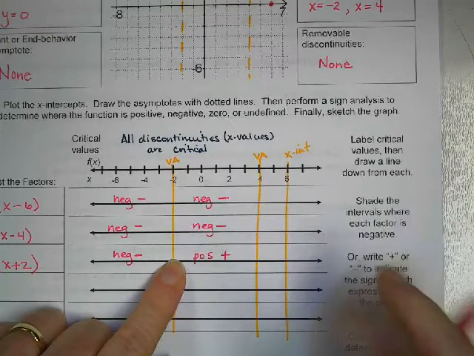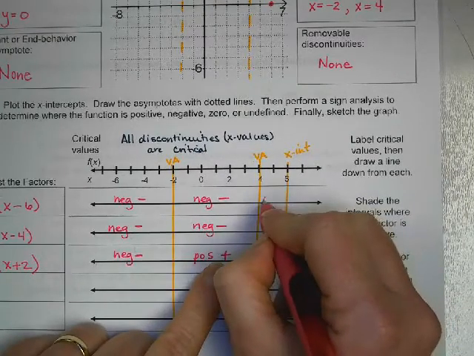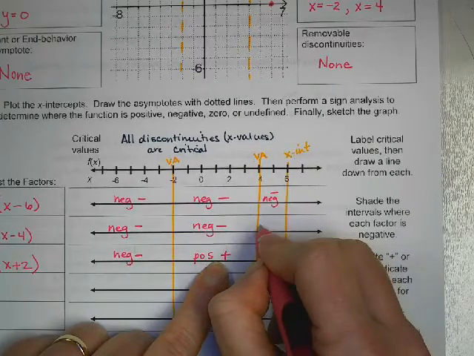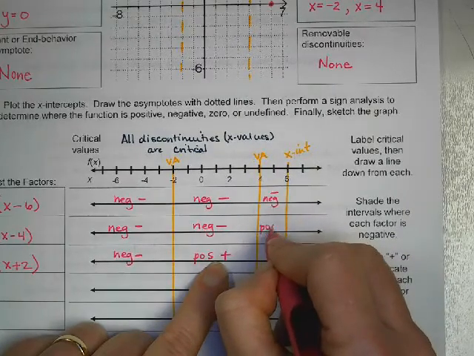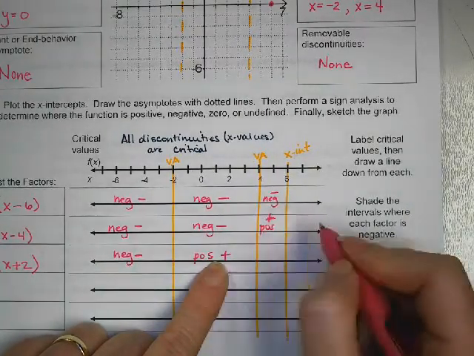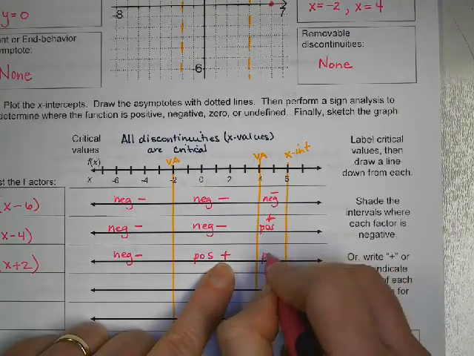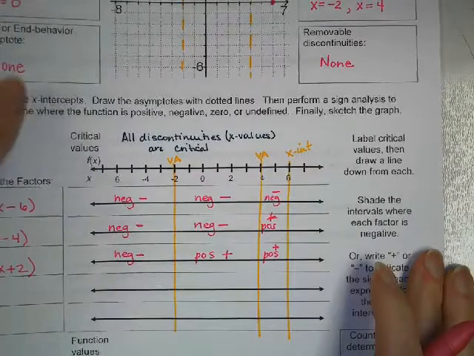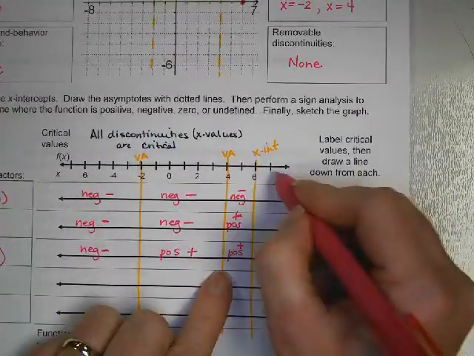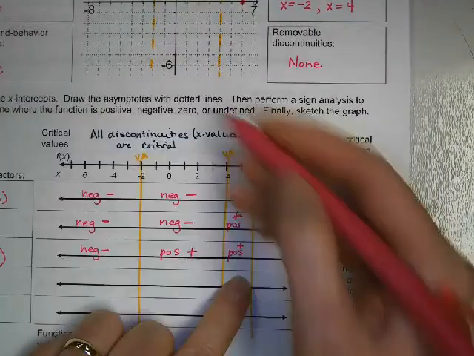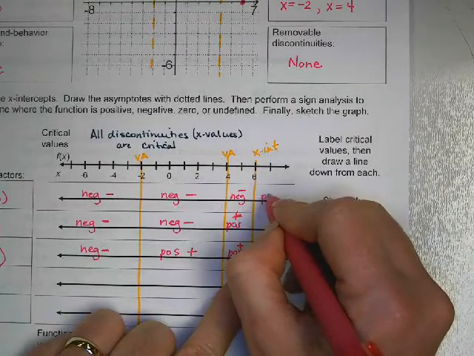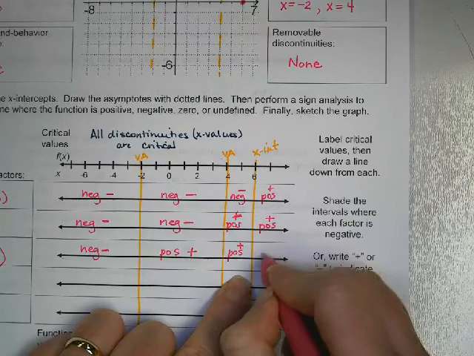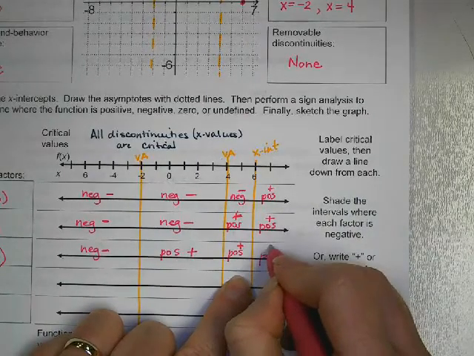All right, so between 4 and 6, let's use 5. 5 minus 6 is negative. 5 minus 4, positive. 5 plus 2, positive. I don't really care what the value is. I just care whether or not it comes out positive or negative. And then to the right of 6, if we were to plug 7 in, this one would come out to be positive, positive. And if we plug 7 in this one, it would also be positive.